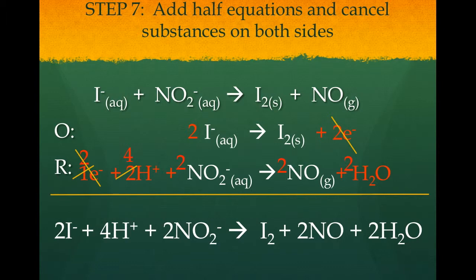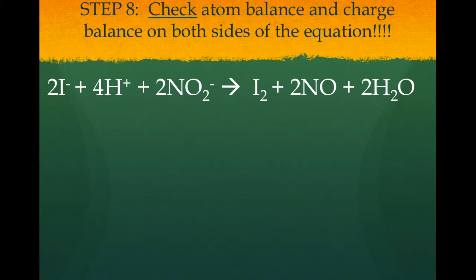All right, the last thing that we need to do is check our work. So let's start counting our atoms. 2 iodine, 2 iodine, 4 hydrogen, 4 hydrogen, 2 nitrogen, 2 nitrogen, 4 oxygen, and here we have 2 oxygen plus 2 oxygen, which gives us 4 oxygen. So all of our atoms are balanced.